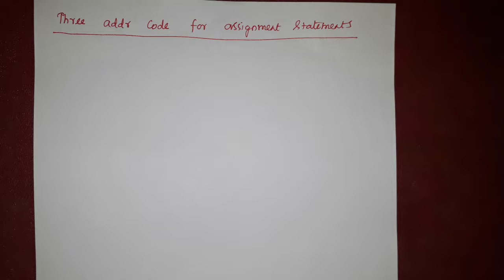Today I'm going to deliver the lecture on three address code for assignment statements. I'm going to explain how we can write the three address code for all assignment statements. Three address code is nothing but the intermediate representation of the source program. Three address code is called the intermediate representation. It lies between the source program and target program. So I am going to write three address code for all assignment statements by using two terms.